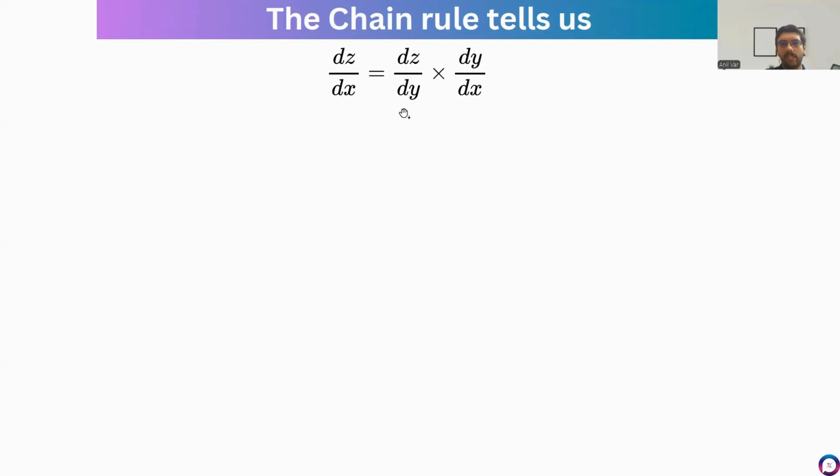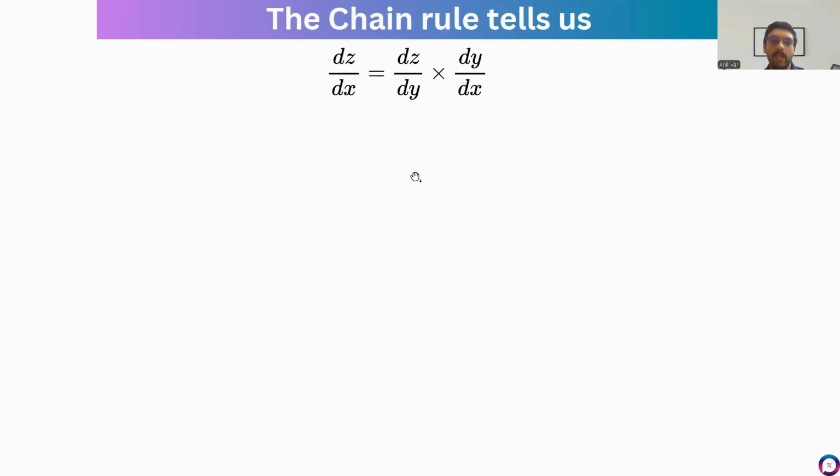So the chain rule says that if you have a function z that is dependent directly on y, and you have a function y that is dependent directly on x, there isn't any other way this dependence comes in. So the dependence on x comes in through y. Then you can say that the derivative of z with respect to x is the derivative of z with respect to y times the derivative of y with respect to x. So what does this mean, right?